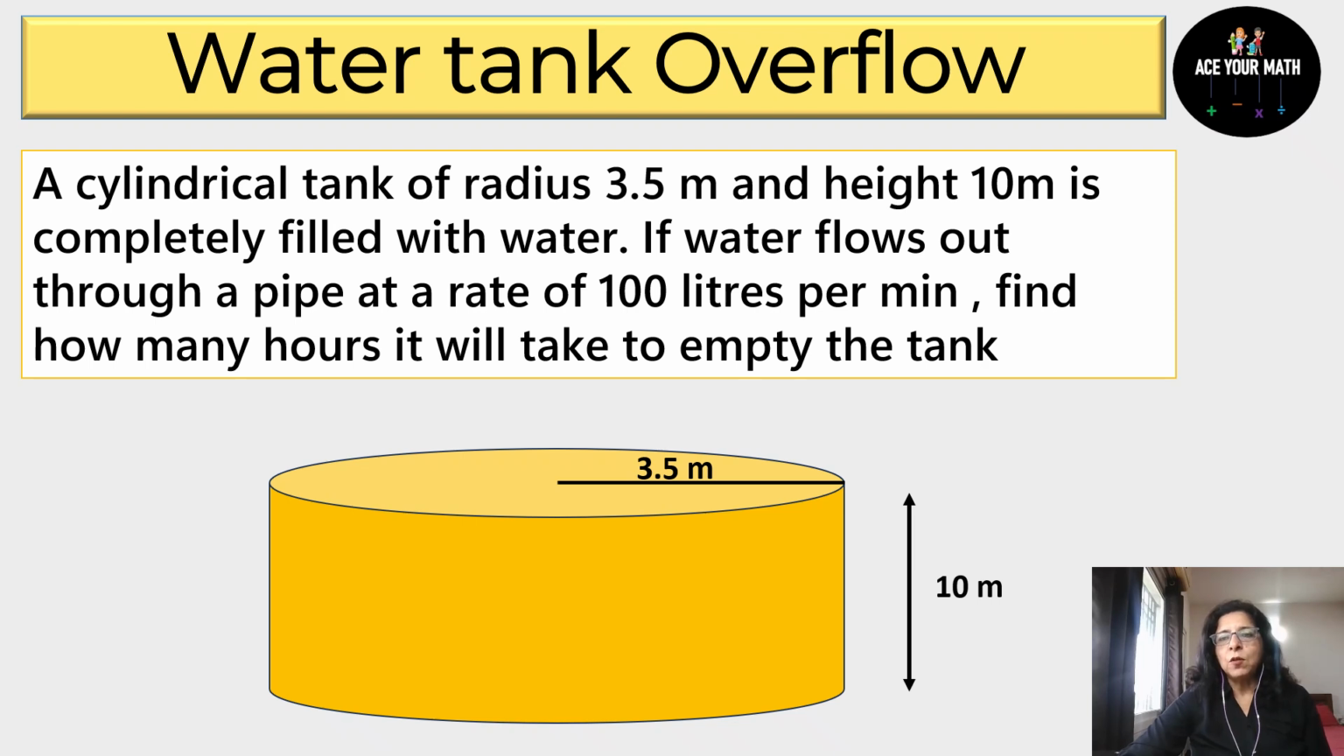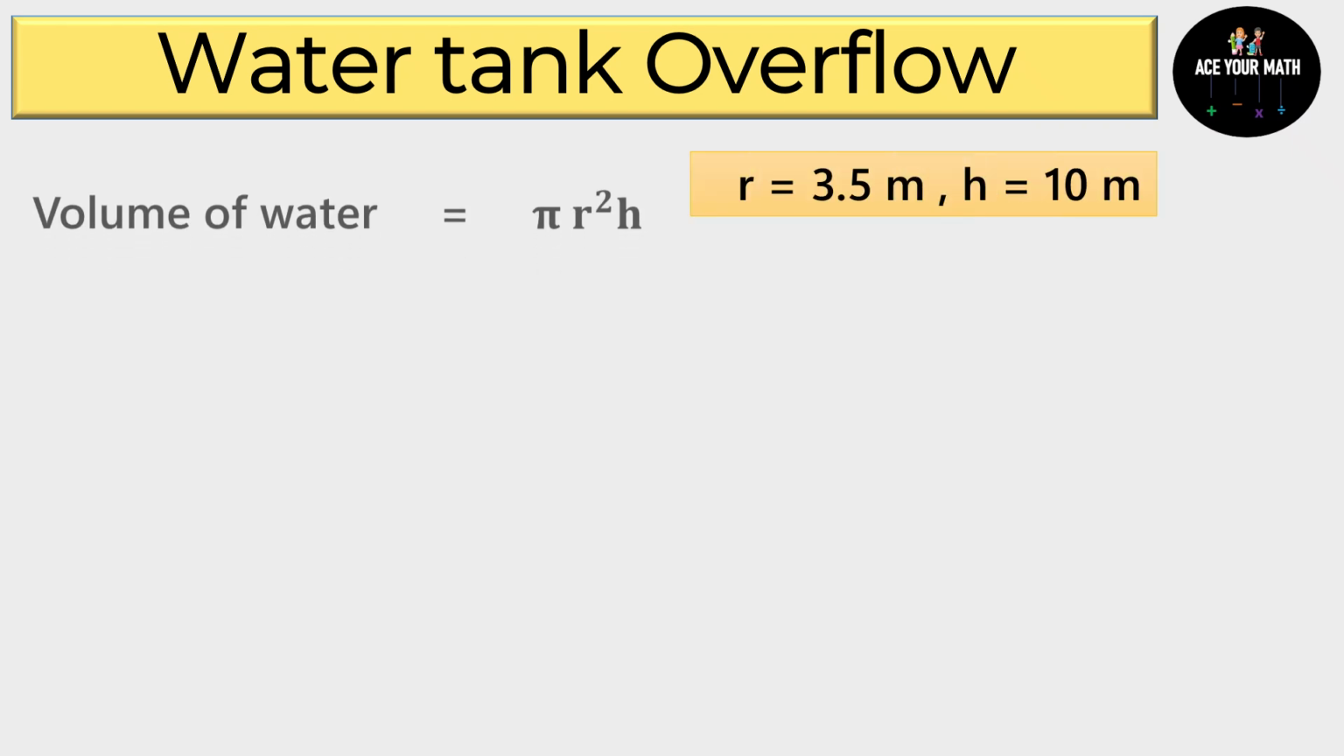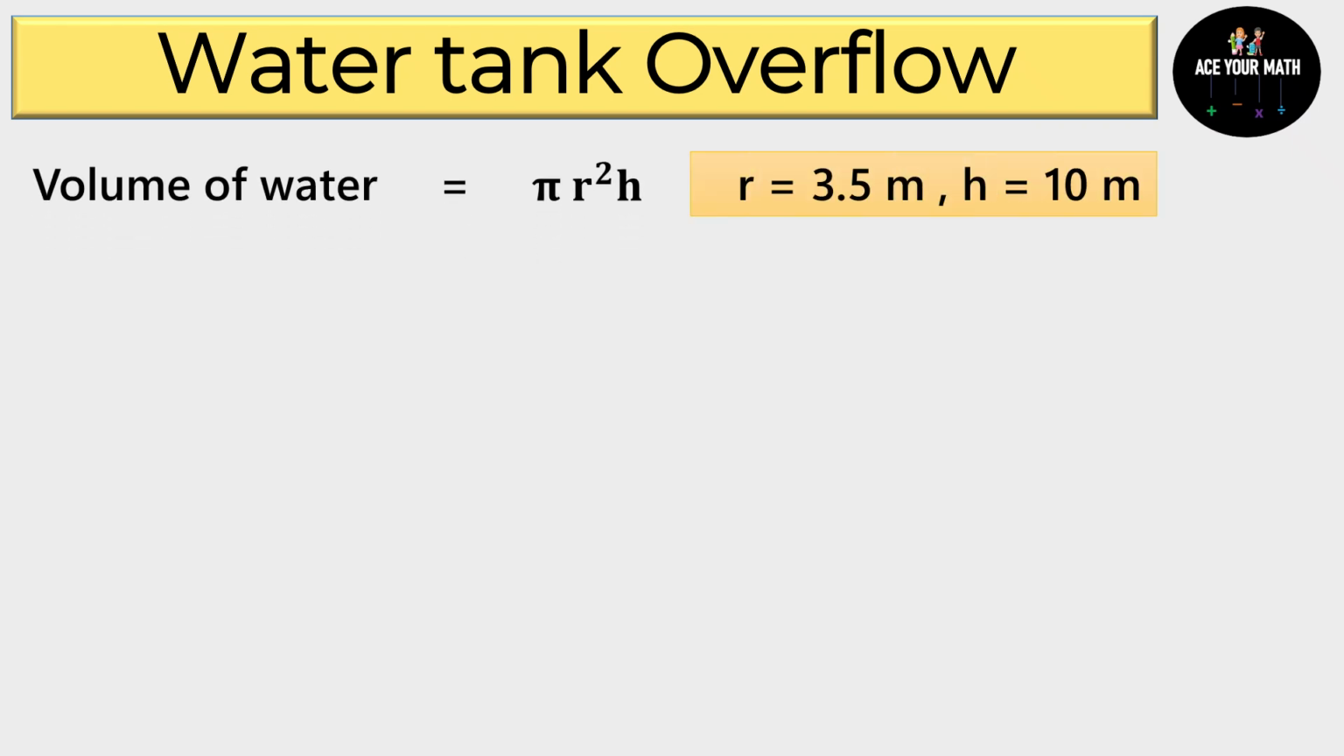After that, we will find out how much time it will take to empty this tank if the water is thrown out at a rate of 100 liter per minute. Okay, so now see how to solve this question. As I said, first calculate the volume of the water in the tank. So write down the formula. It is pi r square h.